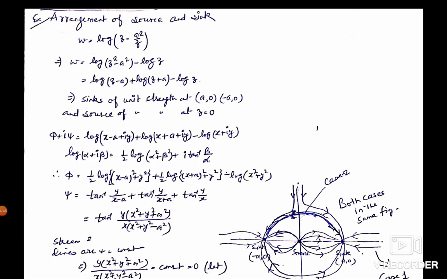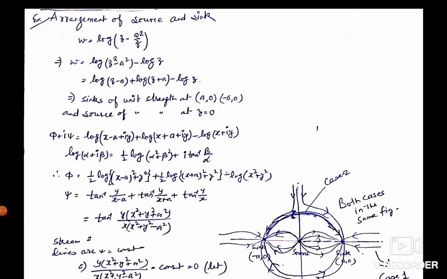So what is the arrangement of source and sink? There are two sinks of unit strength placed at a0 and minus a0 and a source placed at origin. Or you may write it in another way, you should give both. In the other way, you can say that there are two sources of unit strength placed at a0 and minus a0, and a sink of unit strength placed at 0.